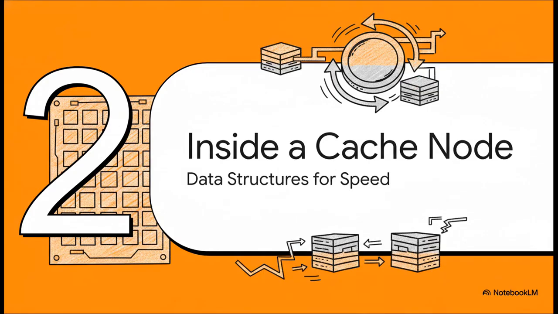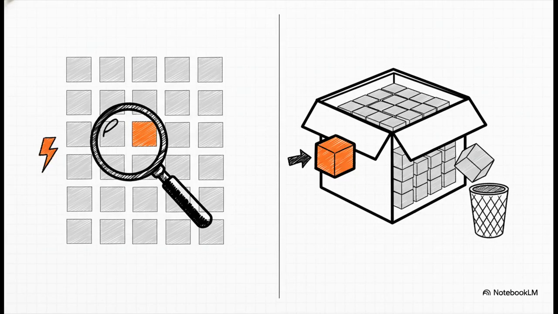All right, so we've settled on RAM. Now let's crack open one of these cache servers, a single node, and see what's going on inside. The big question is, how do we actually structure the data in memory to get the speed and efficiency we need? So here's the challenge, and it's really a two-parter.